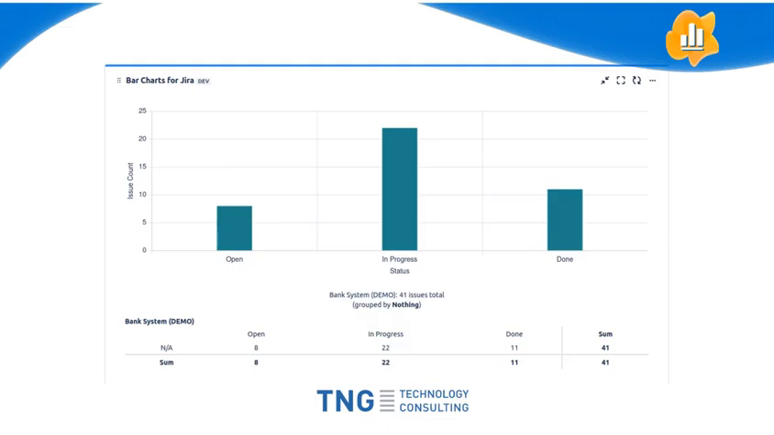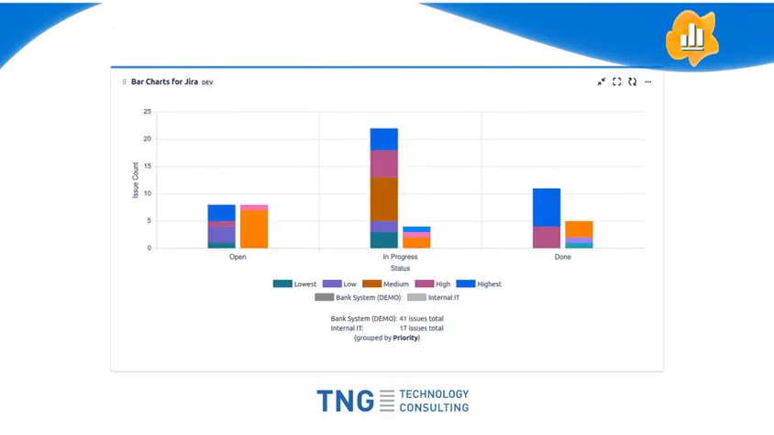Display a simple bar chart without grouping. If you specify nothing for grouping, you can display a very simple bar chart. You can also display a data table below the bar chart which summarizes all issues in a two-dimensional matrix.